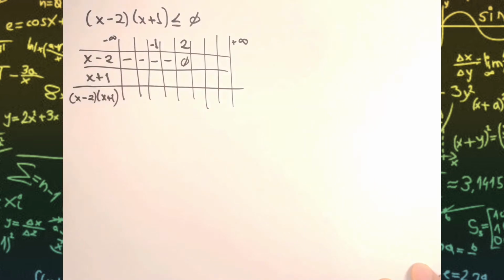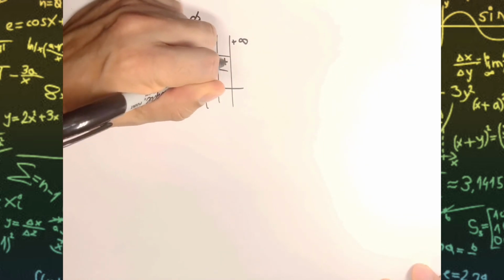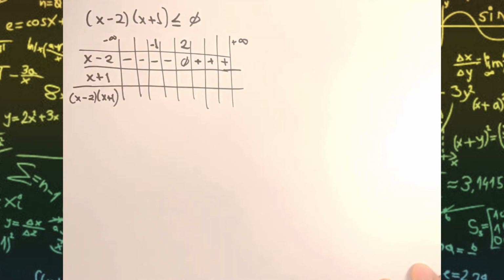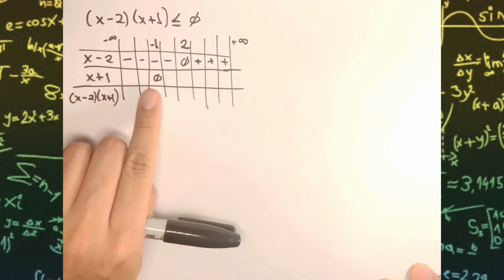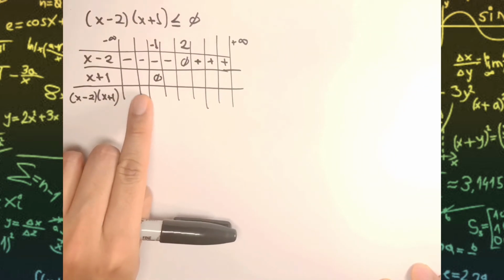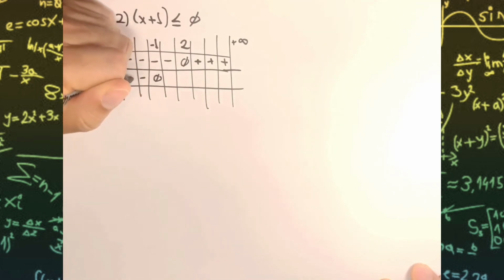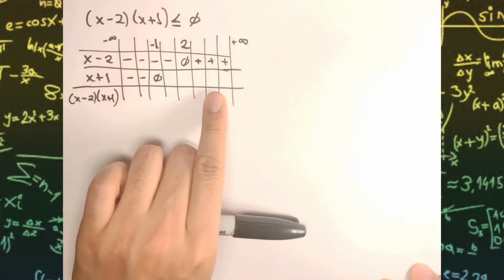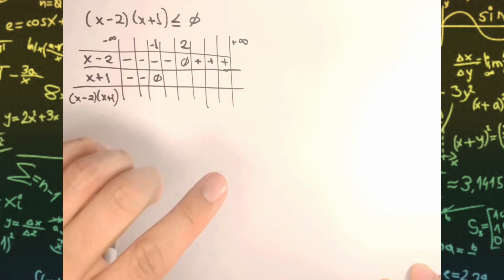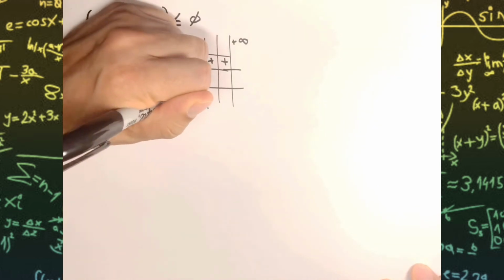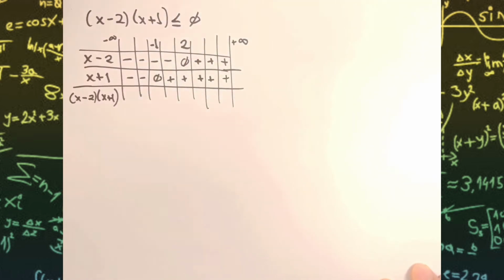And anything to the right of it is going to be positive, because if we put 3, 3 minus 2, 1, 4, 4 minus 2, 2, and so forth. And the other one, x plus 1 is 0 at minus 1, and anything to the left of it is going to be negative, and anything to the right of it is going to be positive. If we were to put 3, 4, 5, it's just going to be positive.